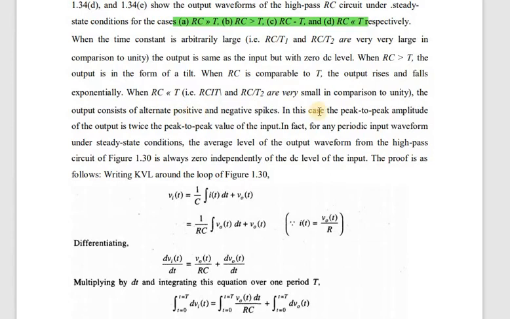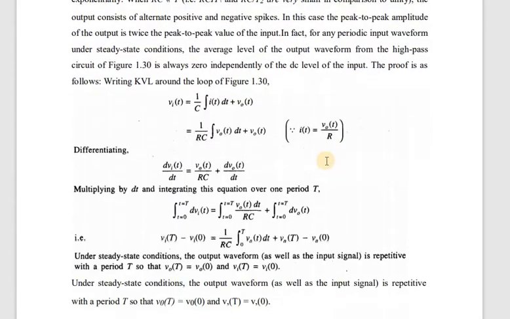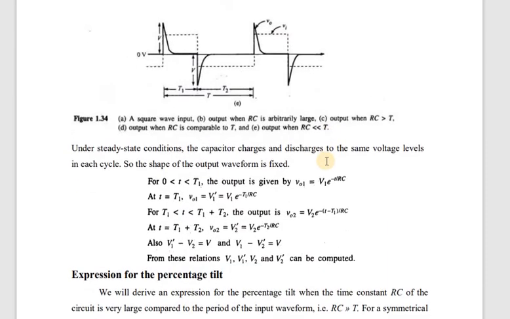So in fact, for any periodic input waveform under steady state conditions, the average level of the output waveform from the high pass RC circuit will always be zero, independent of the DC level of the input. That is what we have to prove here.